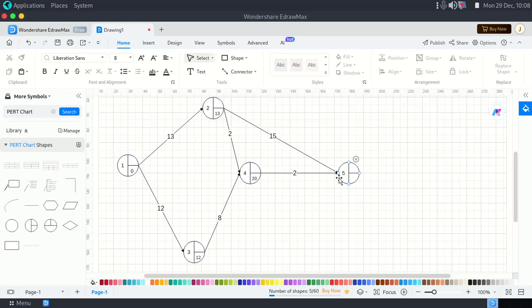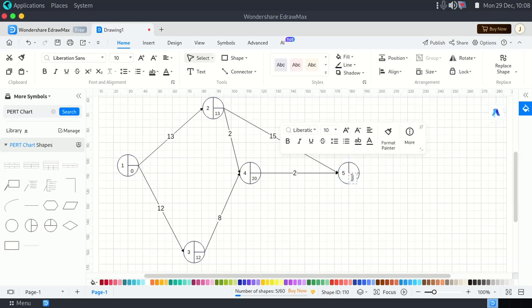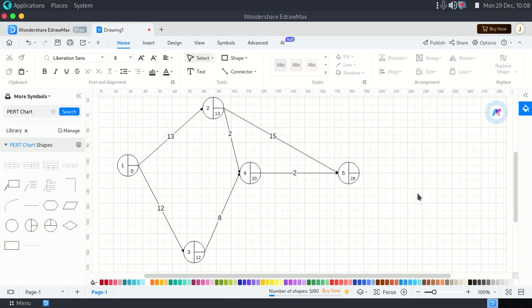Now the next node is 5. Notice 5 is coming from 4 and 2. So we need to make a decision. 20 plus 2, it's 22. But 13 plus 15, we have 28. So 28 happens to be our maximum value. So we say 28.